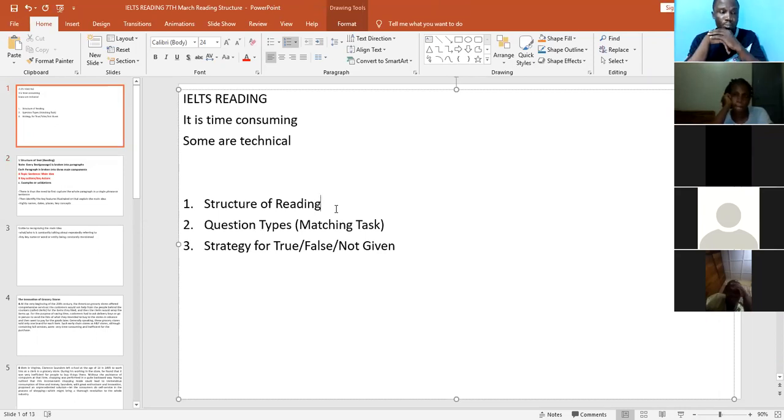capture major things in your write-up without wasting time. And number two, I'm going to go into some question types that are very difficult. One of them is the matching task, and another one is true, false, not given. But today I will be starting with the reading structure.